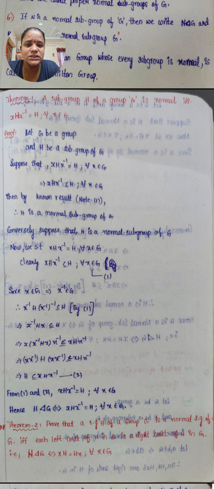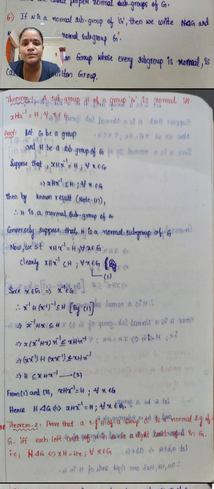So let G be a group and H be a subgroup of G. To prove that H is a normal subgroup of G, that means xHx⁻¹ contained in H. So first we suppose that xHx⁻¹ is equal to H. So xHx⁻¹ is always contained in H, that is from our result in note 1. Therefore, H is a normal subgroup of G.